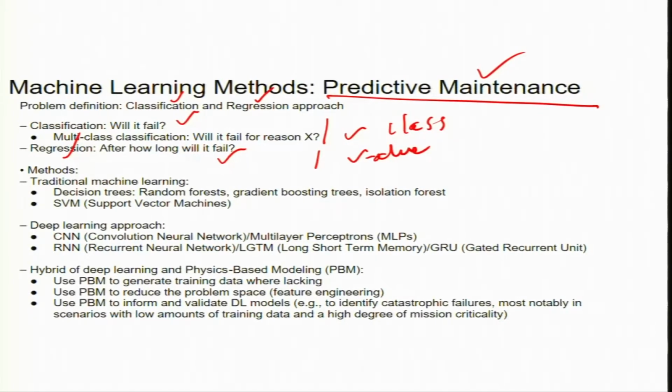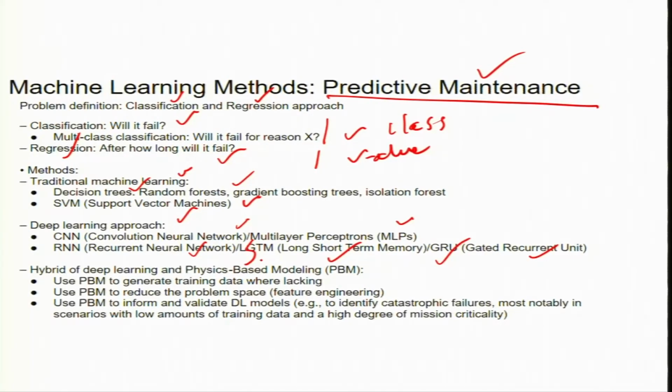Now, to do these classification and regression related problems in predictive maintenance, you require different traditional machine learning approaches such as decision tree, random forest, gradient boosting trees, isolation forest, support vector machines. Similarly, for deep learning, different approaches are there, that is convolutional neural network CNN or multi-layer perceptrons MLPs, recurrent neural networks and LSTM, long short term memory, and GRUs, that is gated recurrent unit.